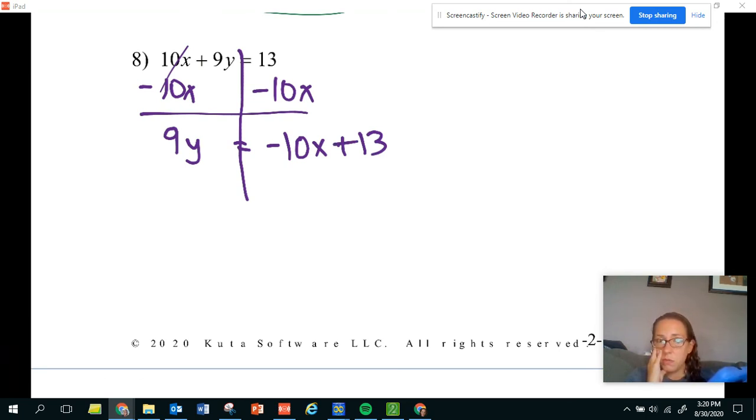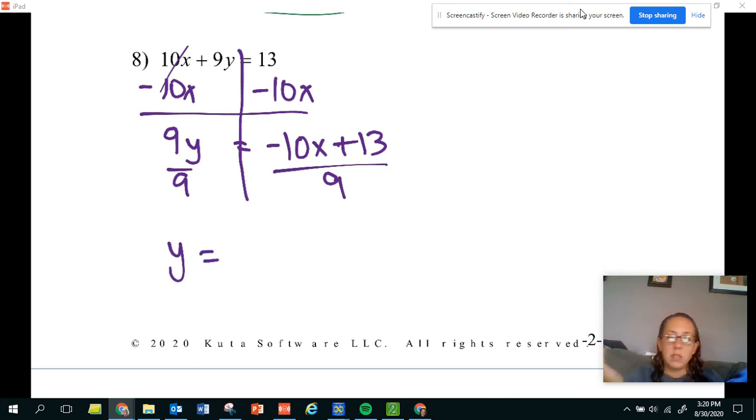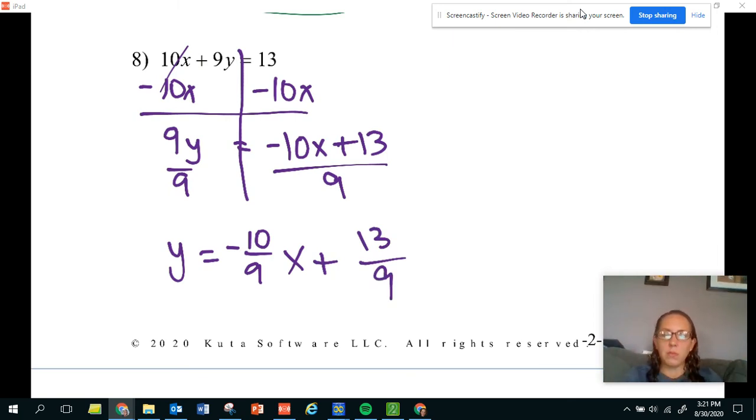Then divide everything by 9. So negative 10 and 9 don't divide evenly, so I'm going to keep that as a fraction. Why did I write y? It's supposed to be x. And then 13 and 9 also doesn't divide out evenly, so I'm just going to leave that as a fraction. That does happen. I specifically chose this so that you won't get freaked out if you end up with fractions.